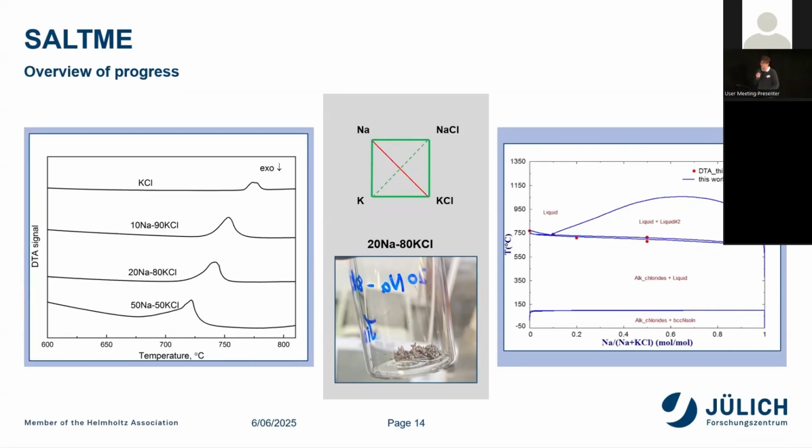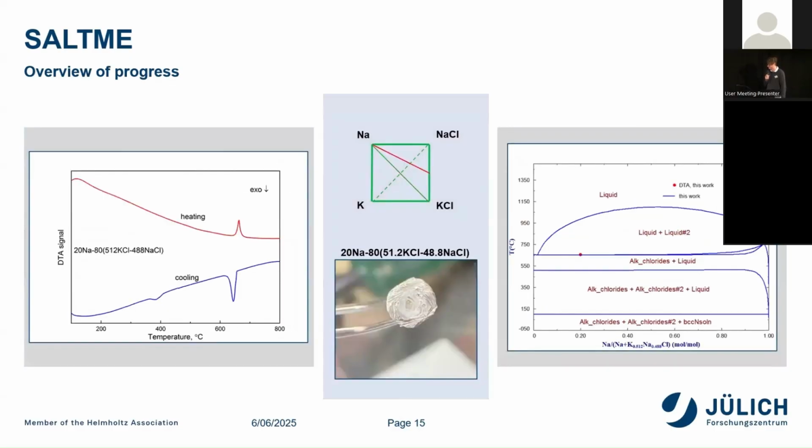You can see that the experimental results match quite well the phase diagram that we're able to predict using our database. We also looked at the diagonal of the system between the eutectic of the sodium chloride, potassium chloride, and sodium metal.